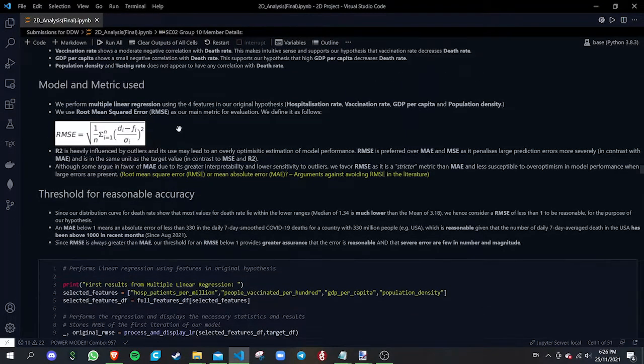Here we define the metric used for our model evaluation, which is root mean squared error, and we argue why this is preferable over other metrics. We then say that a reasonable prediction is a root mean squared error of 1 or less.